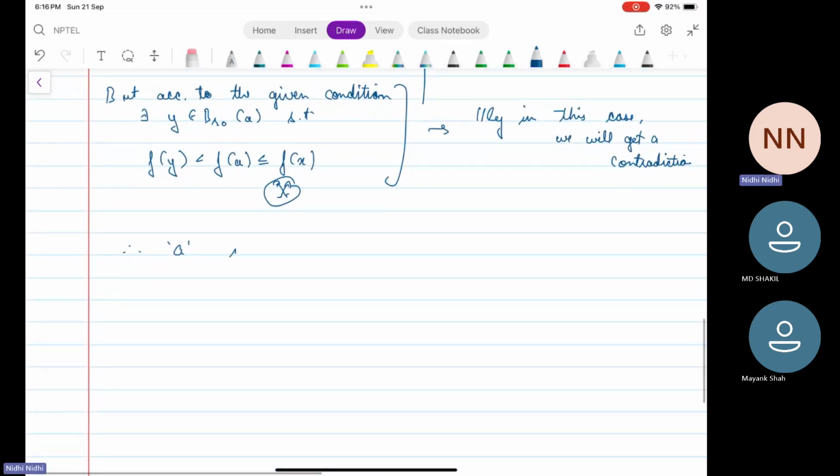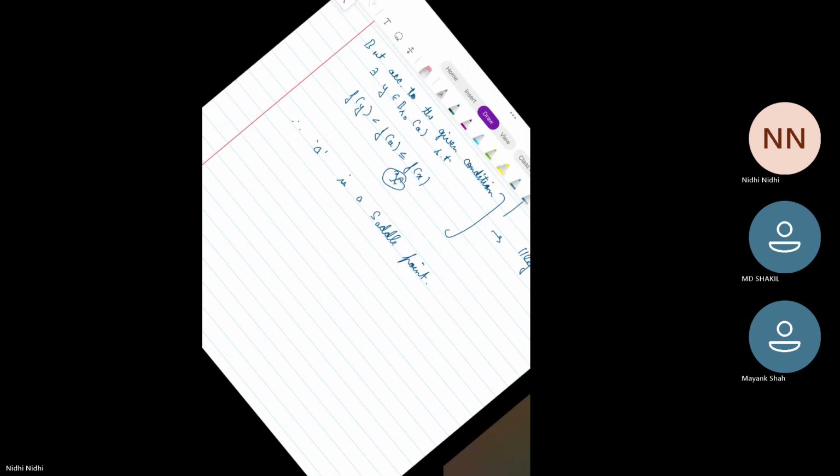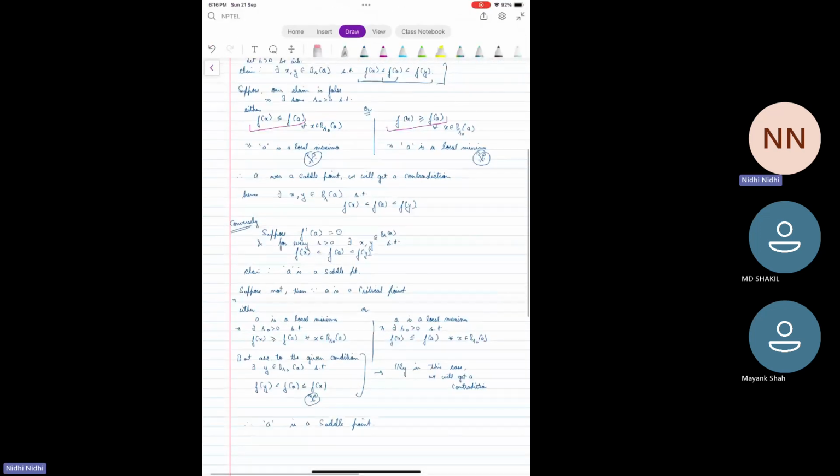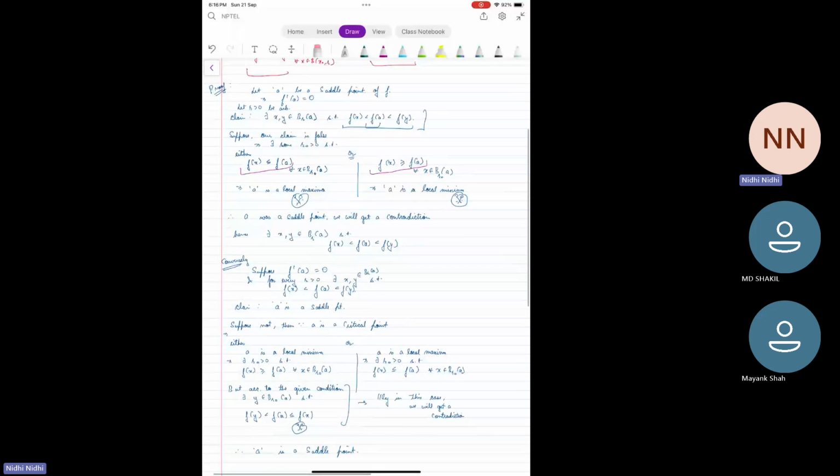Therefore, this A is a saddle point. Okay, I hope this proof was clear. I just wanted to explain how we should write. Since we are proving an if and only if type of statement, we should start with one side and claim that the second one is true. And in order to show that the second one is true, I started with a contradiction: suppose this does not hold, and ended up getting a contradiction. So this is how we write. This is all about mathematics as a language.